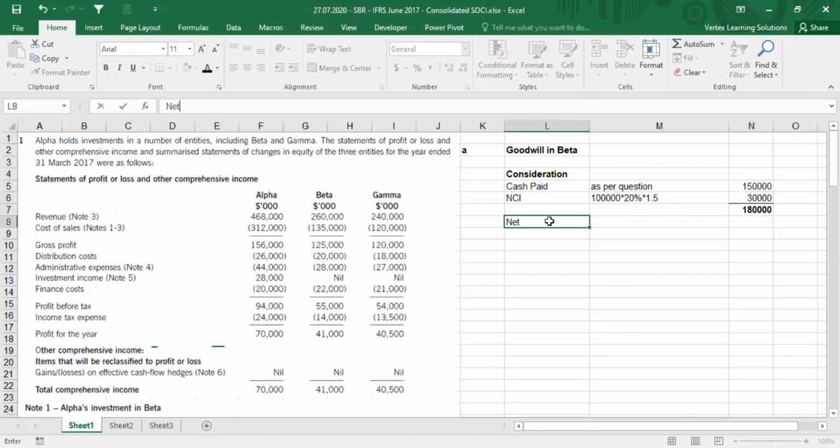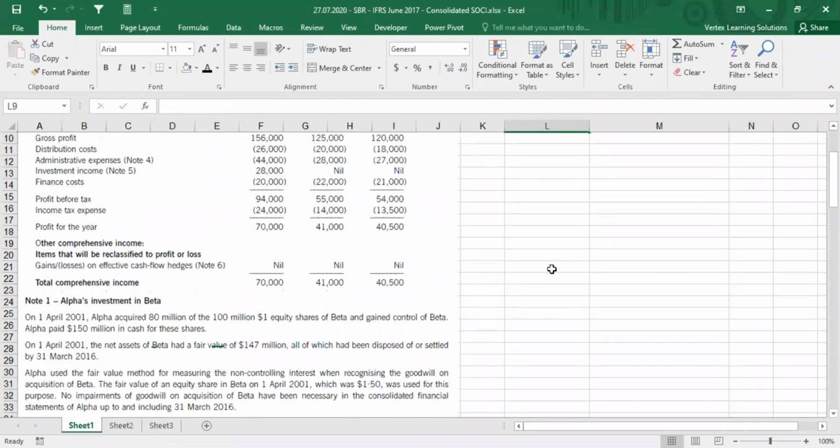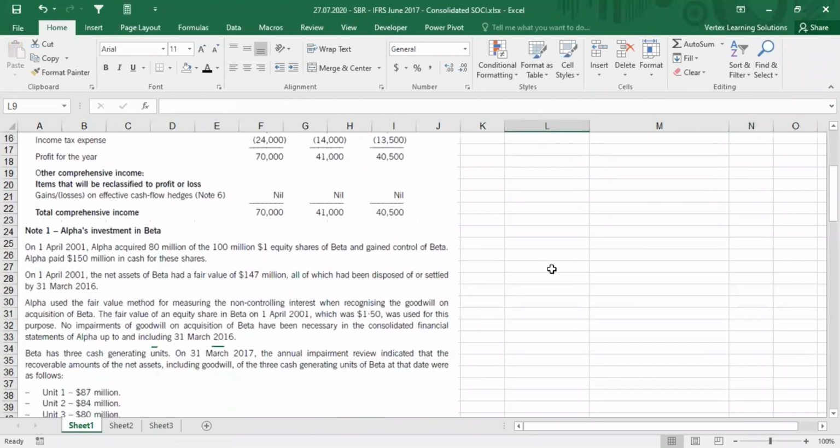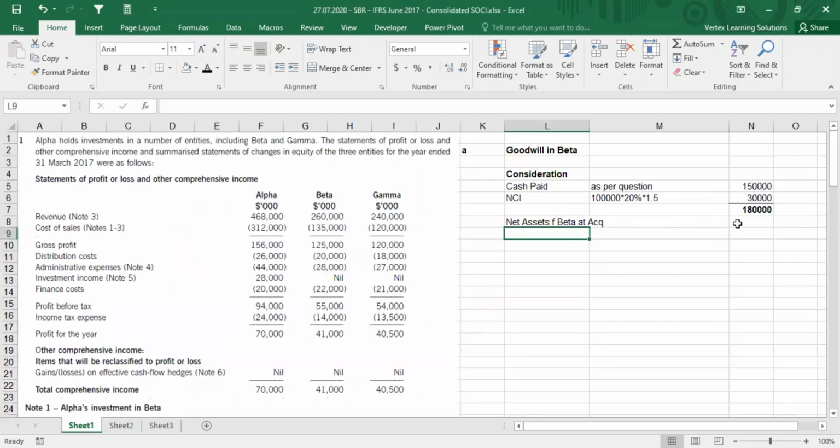And you can say net assets of Beta at acquisition. There are no fair value adjustments which have been given. It's straight. It is very simple. It said that net assets of Beta were 147 million. That's all. No fair value adjustment. So that is pretty simple. Just write down here 147 million and you make a total. Whatever comes, that is going to be your goodwill. Pretty simple.